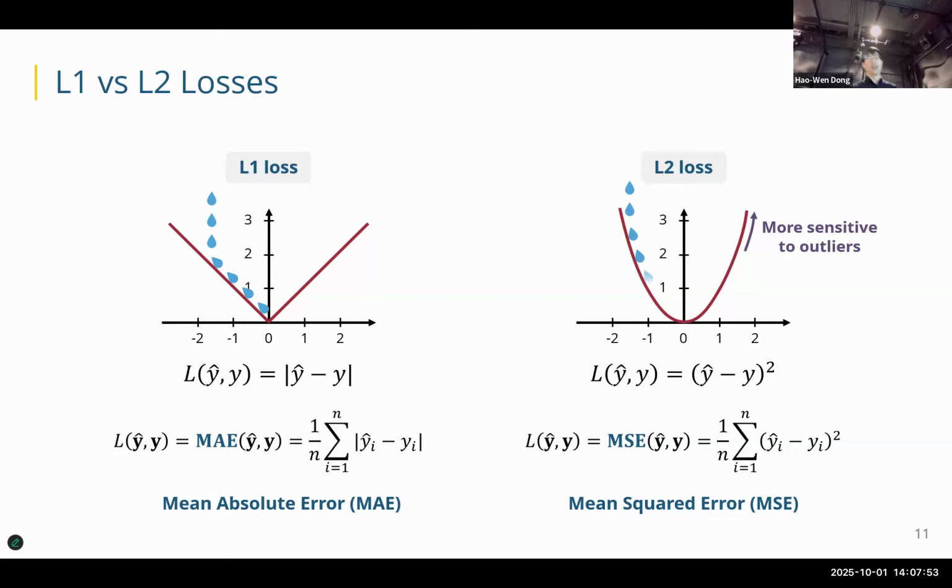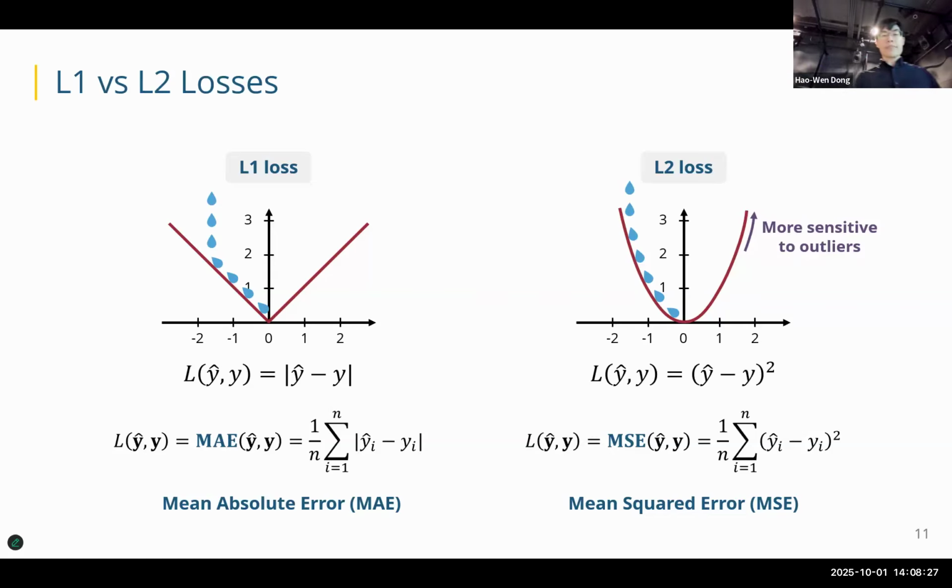But now think about L2 loss. Now you have a raindrop coming down. At the beginning, there will be a very steep slope. So it will be very sensitive to outliers. If something is here, then it will be very steep and it will quickly go through somewhere near zero. That's what we meant by more sensitive to outliers, because all the outliers will be punished with a very strong, steep slope that encourages it to reach zero as soon as possible. So that's the difference between L1 and L2 loss.